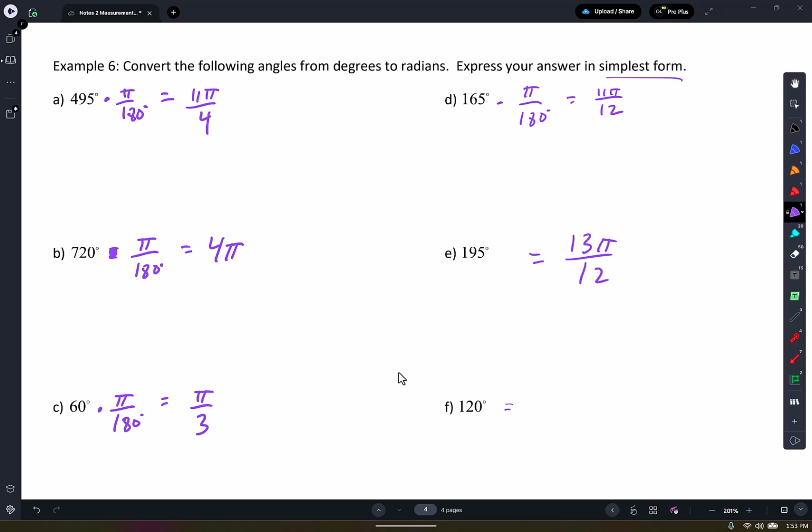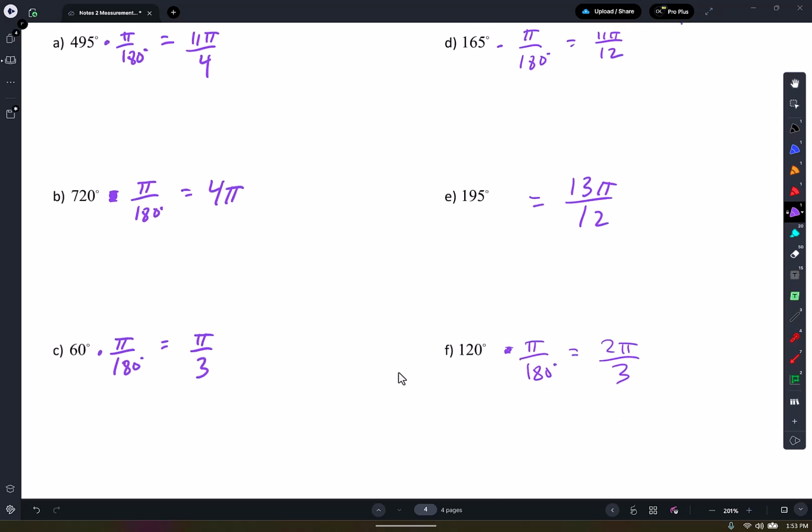120 degrees. I'm going to multiply this by pi over 180. I'm thinking of the greatest common factor, the greatest common number that goes into both 12 and 18. 6 goes into 12 twice. 6 goes into 18 3 times. So this is 2 pi over 3. How do we feel? Okay.